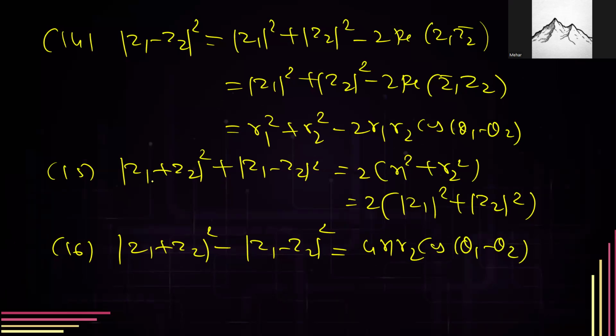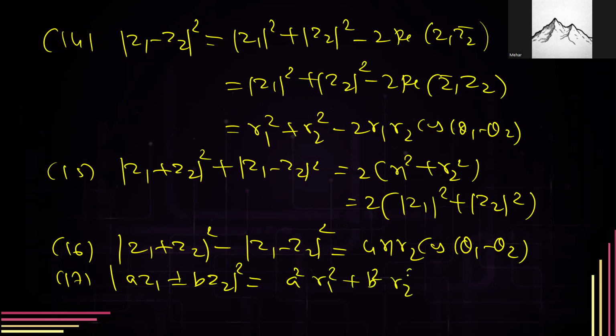Sometimes for Z1 and Z2, they'll give a coefficient. In that case, we should see how to expand. So the 17th one, I'll just write: if it is AZ1 plus or minus BZ2 whole square, where A and B are some real numbers, you can write A square R1 square plus B square R2 square plus or minus 2AB R1 R2 cos of theta 1 minus theta 2. If there is plus, you'll take plus. If there is minus, you'll take minus. So this is what you are supposed to write. If A and B are real numbers here, you can expand it like this.